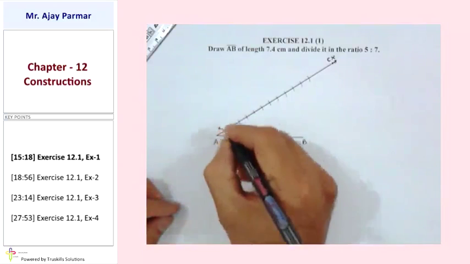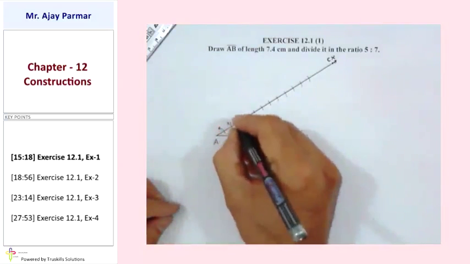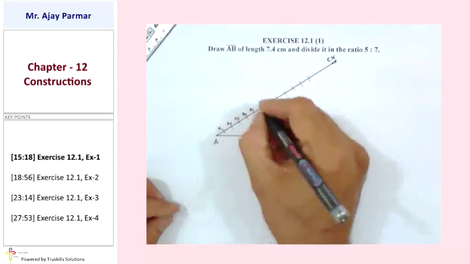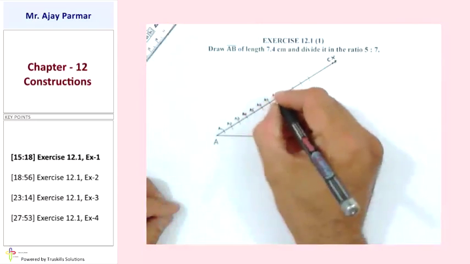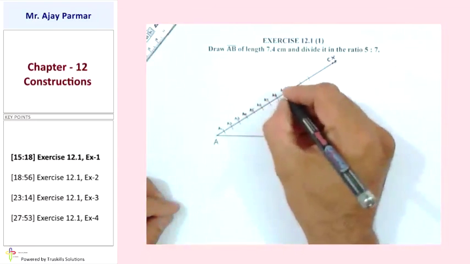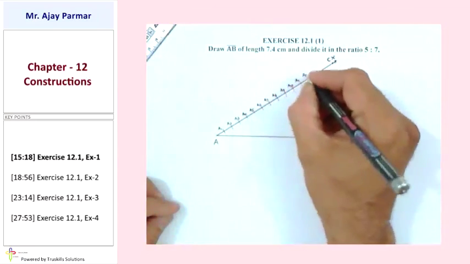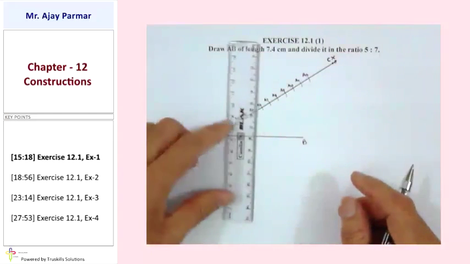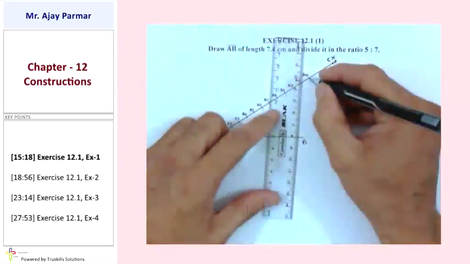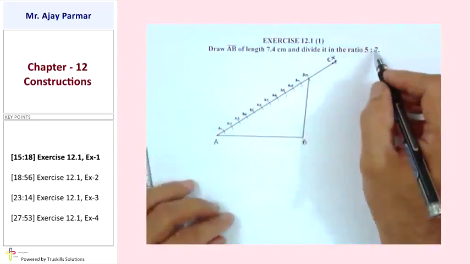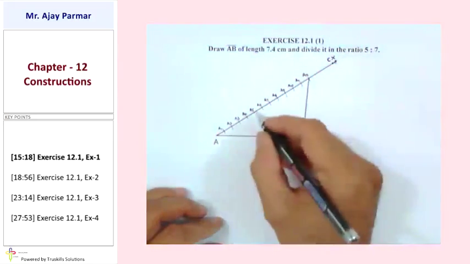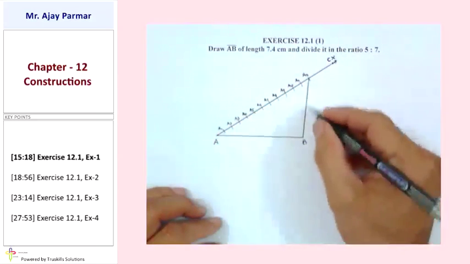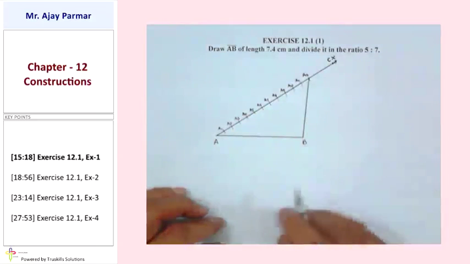Let us label them as A1, A2, A3, A4 and so on. You know that it is always better to check further than to make mistakes. And this is finally A12. And we shall draw line segment A12B. Now because the ratio is given to be 5:7, I am going to draw a line passing through A5 and parallel to line segment A12B.